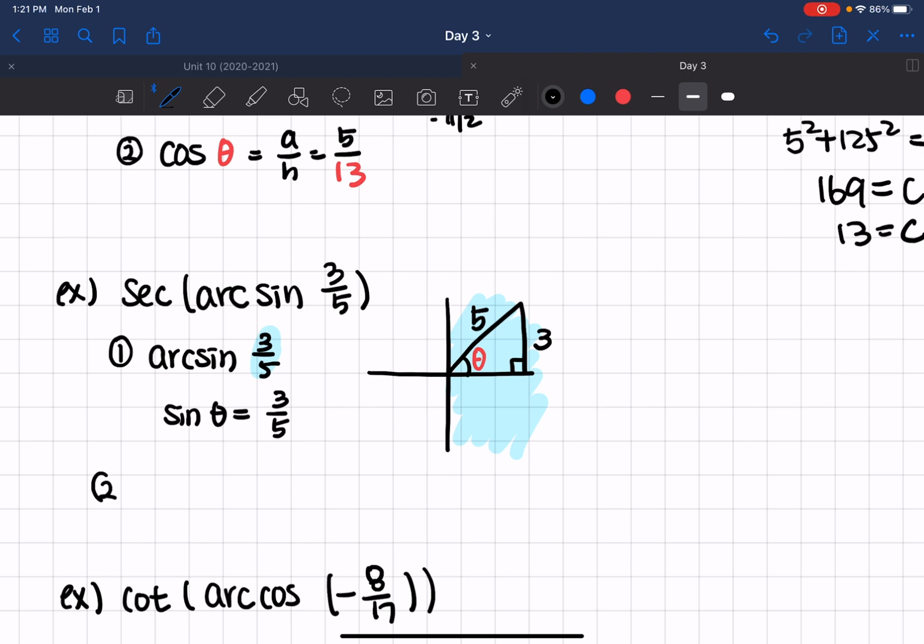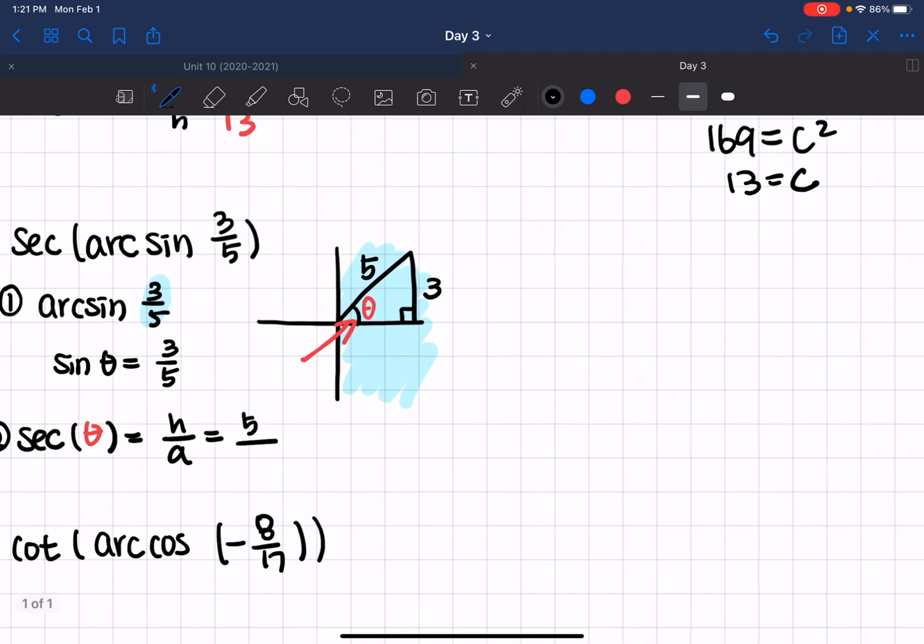And the outer function: I want to find the secant of this angle right here, which I don't know. Secant equals 1 over cosine, the reciprocal of the cosine, so that is hypotenuse over adjacent. I know the hypotenuse value is 5, but I don't know the adjacent value.